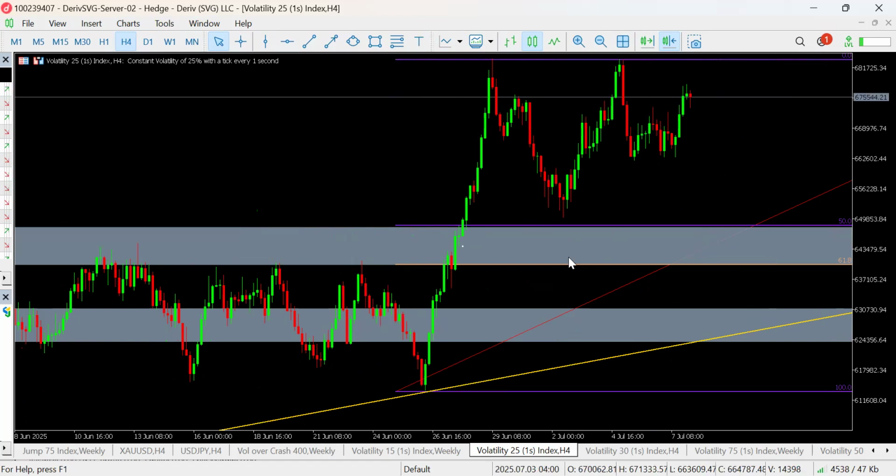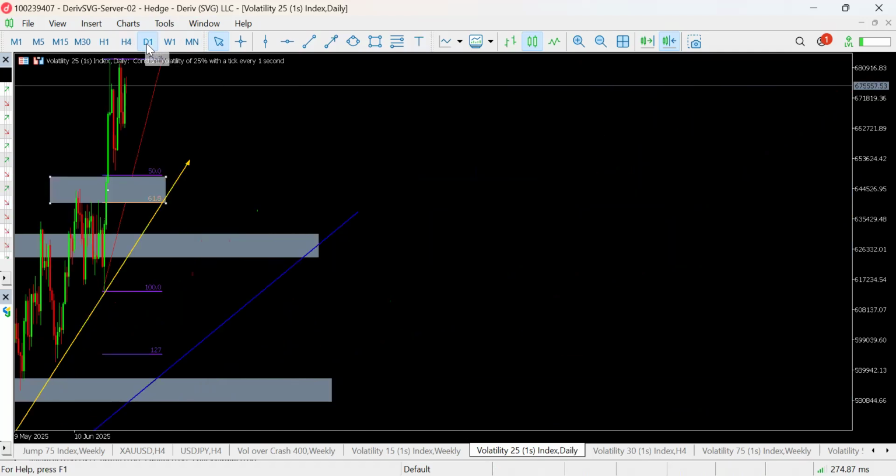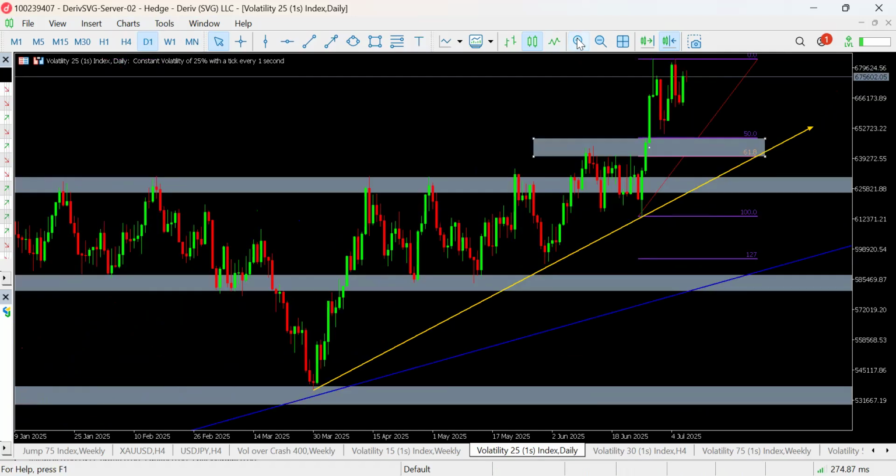That's also because of the proximity of this golden zone to our initial very strong support zone, that price market makers could likely use this as a liquidity zone. And so that means whatever trade we are taking within this place, when that happens, we'll have to be very, very careful in monitoring it. So basically, this is the outlook for volatility 25 1x.